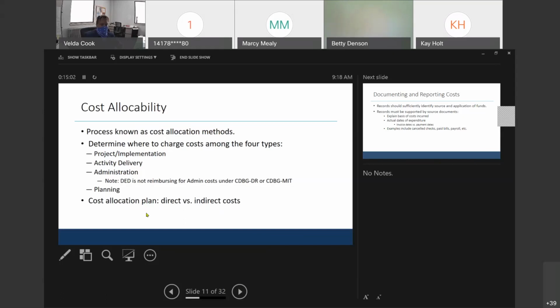Also know that all these costs could be attributed as direct or indirect costs. There's cost allocation plan. You also might have an approved indirect cost rate. Those will have to be submitted and approved by the program for those costs to be reimbursed.